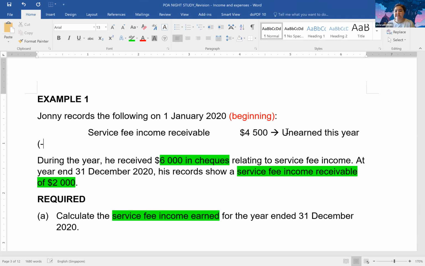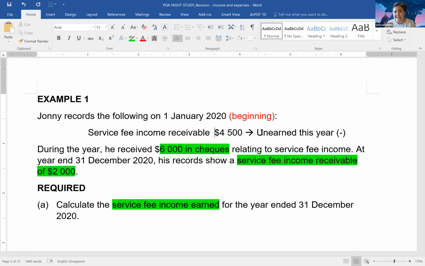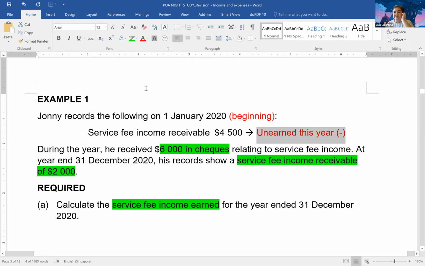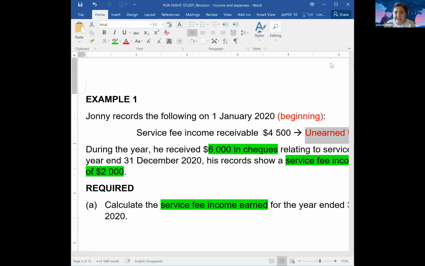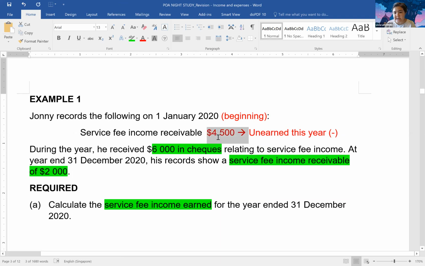Because I did not earn this money this year, it is actually a minus. It is unearned this year. Can everybody understand this unearned this year? If you cannot understand, please tell me in the chat group, okay? This $4,500 is unearned this year because the $4,500 is actually from last financial year end receivable.